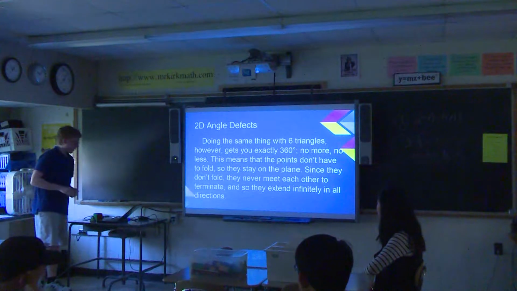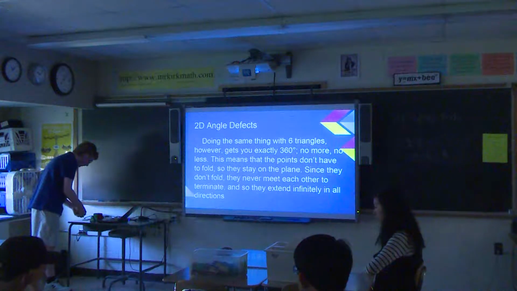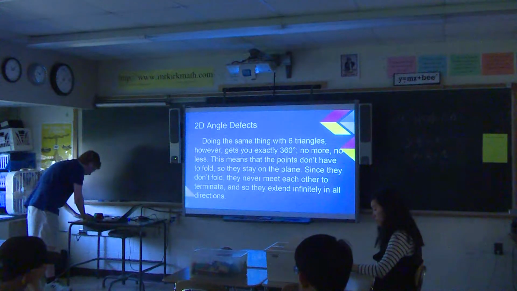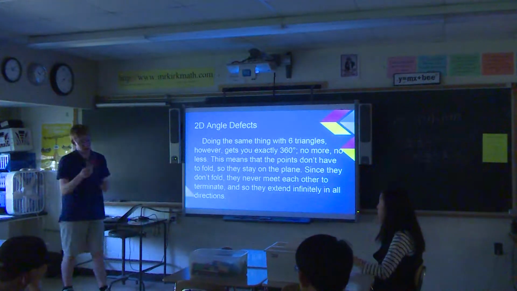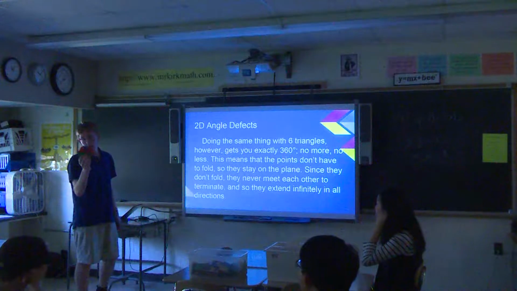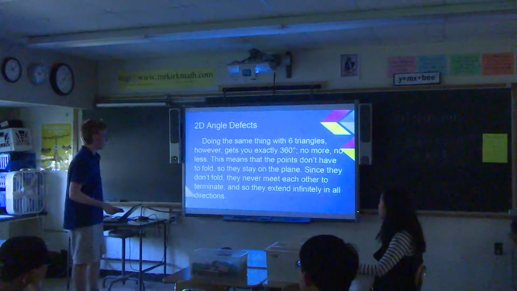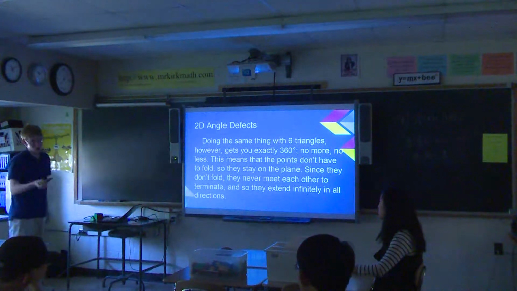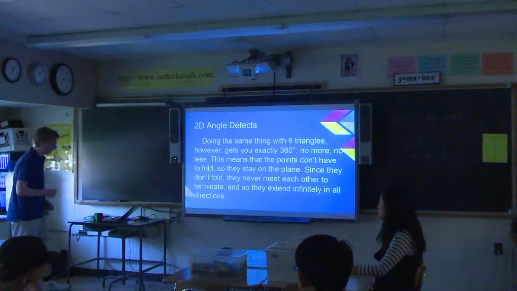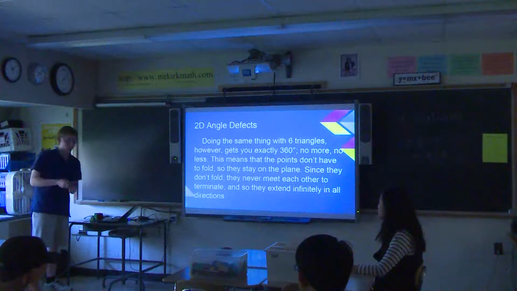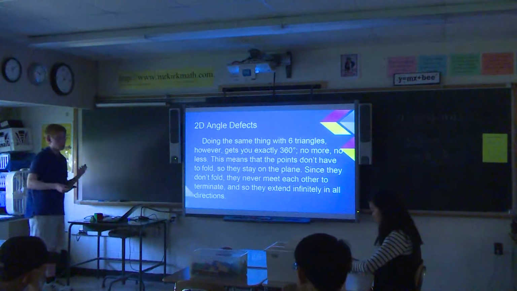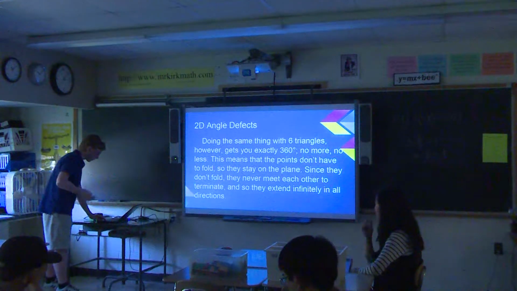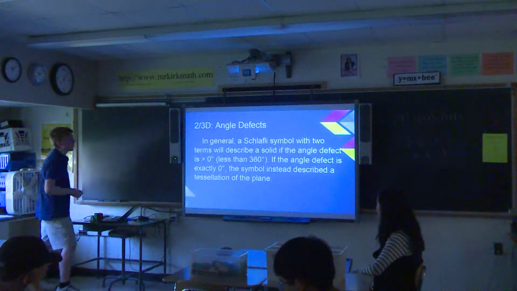For tessellations, however, if you do it with 6 triangles, they fill up the space exactly. And so your angle defect is exactly 0. Therefore, they don't fold and they go out to infinity. Because they don't fold, the vertices never meet each other to terminate. So that's one of the reasons it'll go out infinitely.